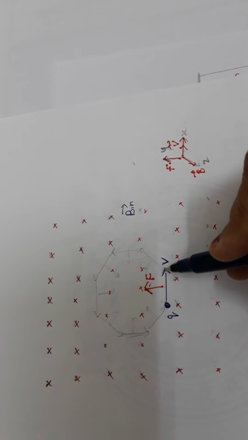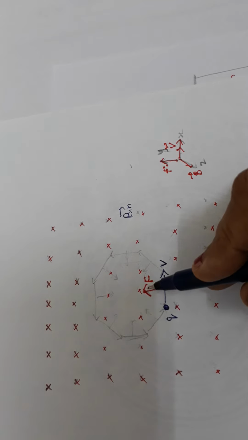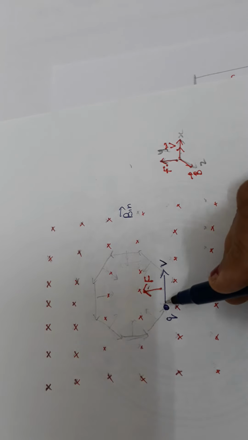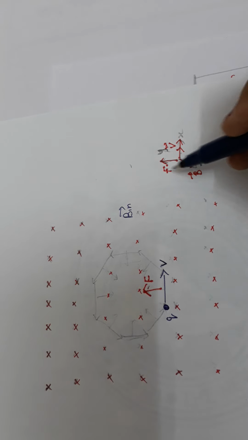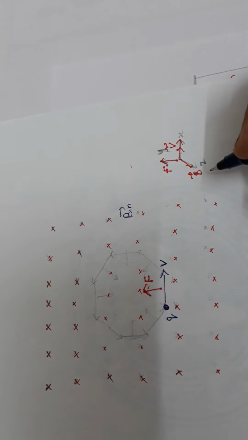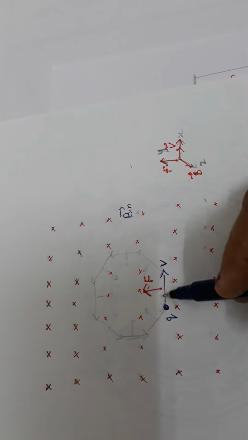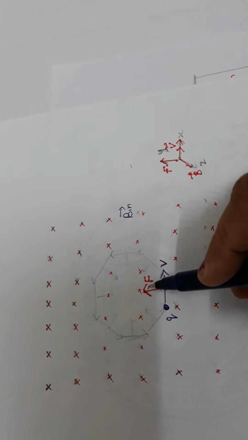So you can see this F is acting perpendicular to the V vector, and it is also perpendicular to the magnetic field which is acting into the paper. F, V, and B, all three are mutually perpendicular to each other. So what happens when this force comes into play?